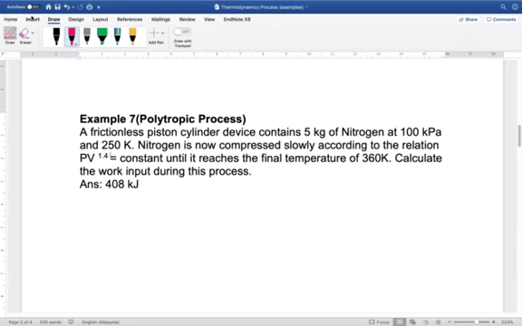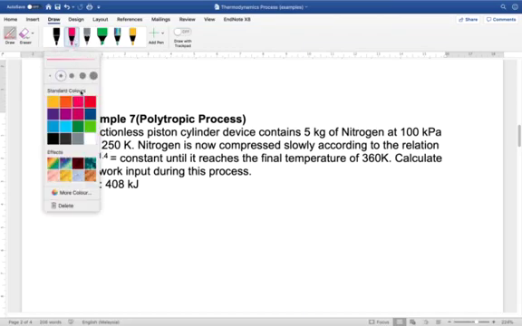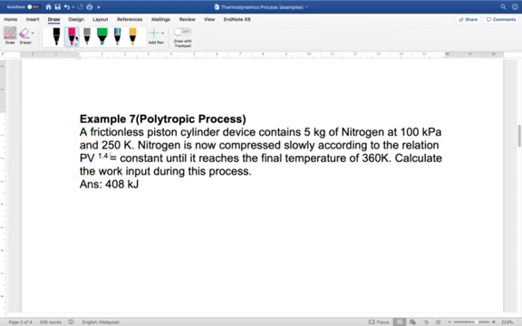So we now proceed with example 7 for polytropic process. A frictionless piston cylinder device contains 5 kg of nitrogen at 100 kPa and temperature of 250 Kelvin. Alright, so we sketch the piston cylinder device. Inside this cylinder, it has nitrogen. Nitrogen is a gas. Please be careful.